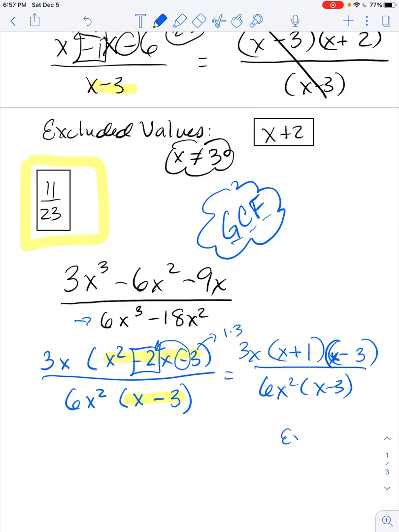First of all, I'm going to do my excluded values right away before I cancel them out. Looking at this factor right here, I'm saying, okay, what would make that 0? 3. So x cannot be 3, or it would make a 0 on the bottom, and you can't have that. And then don't let this confuse you, because that can't be 0 either, and the only way it will be 0 is if x has a value of 0, because 6 times 0 squared would be 0. So here are my excluded values. x cannot be 3 or 0.